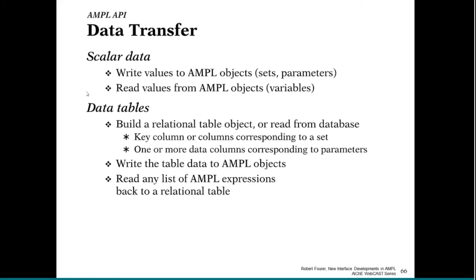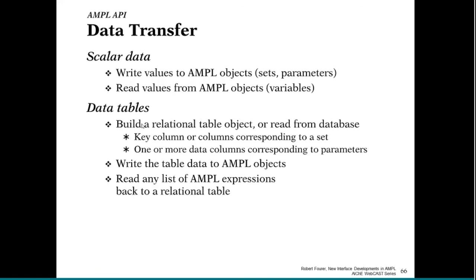Partly this is because just about any expression you can write in AMPL gives a bunch of numbers which naturally are viewed as a relational table, with some columns corresponding to set members and other columns corresponding to different data values. And so it's very easy to take one of these tables and assign it to AMPL entities, or to create one out of AMPL entities. So the idea is that we'll provide a table object and then various methods to help in creating these tables.